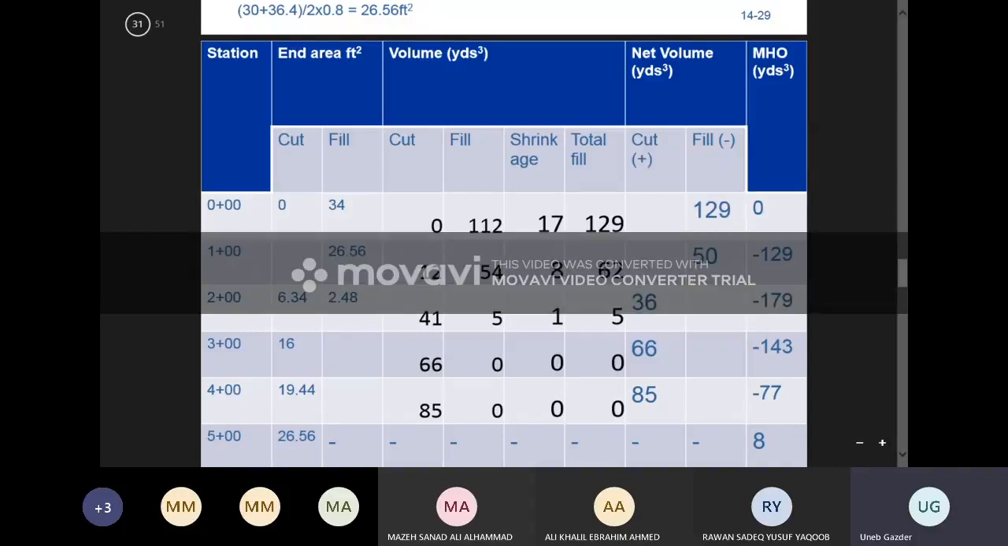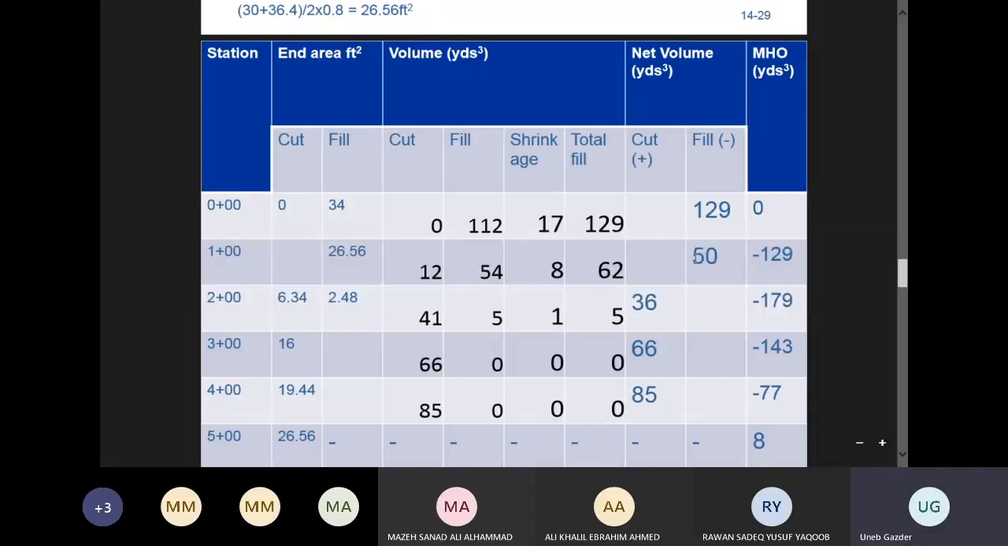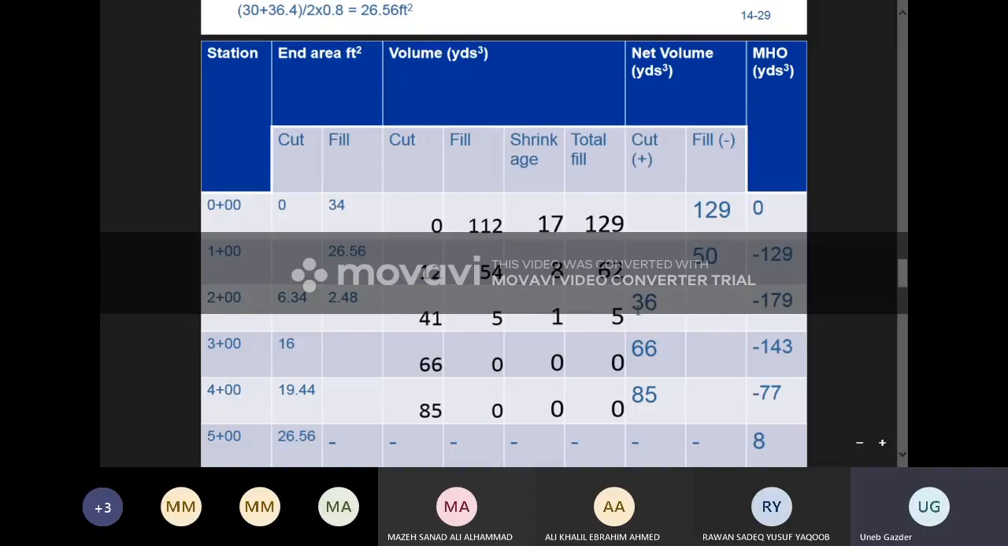Okay. You come here. Cut is 12. Fill is 62. 12 minus 62, minus 50. So again, minus means you will write in the fill column. Then you have 41 and 5. So 41 minus 5 will give you 36. And it is positive. So we write in the cut column. Okay. Then 66 minus 0, positive 66, you will write in the cut column.